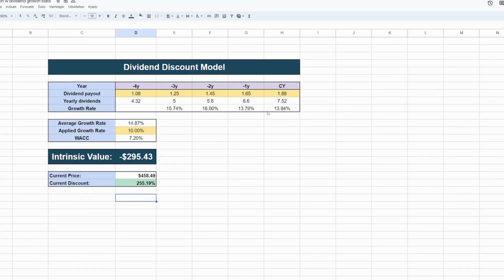The next model is the dividend discount model, where we take the dividend payout from the different years. We then calculate a growth rate based on that. And as you can see here, it's been pretty steadily around 14 to 16%, with the average growth rate being just below 15%. We apply a growth rate of, let's say, 10%, even if we've been very conservative. Since the weighted average cost of capital is lower than the growth rate, it doesn't give us an intrinsic value. So I will be excluding this in the summary later on.